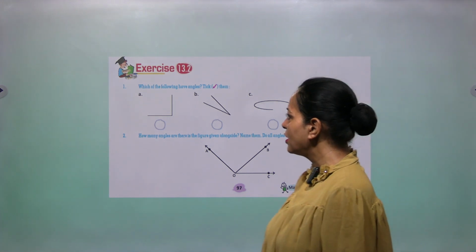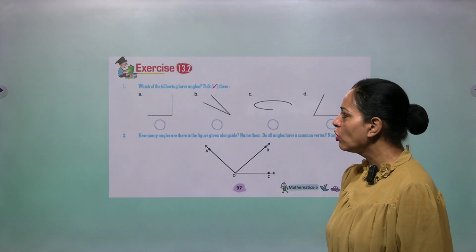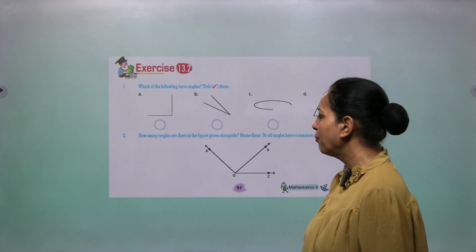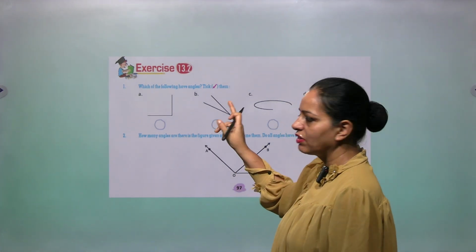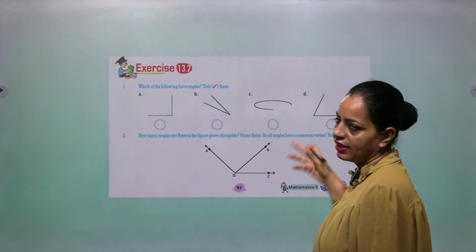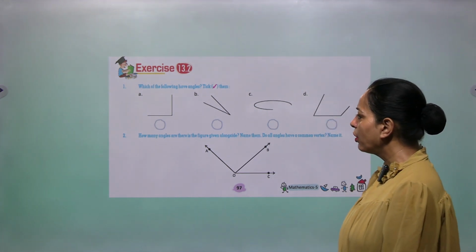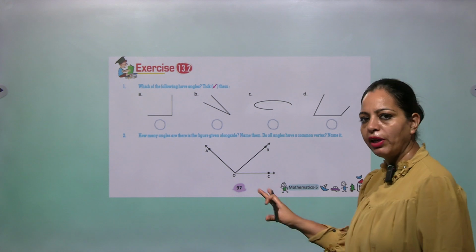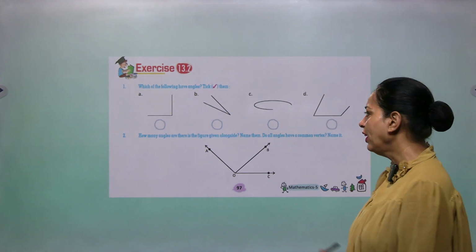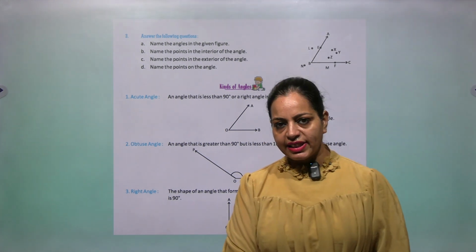Now exercise 13.2 based on such type of question. Like the first one, which of the following have angles? Tick them. This one have angle, this one also angle. There is no angle, there is angle. Okay. So second, how many angles are there in the figure given alongside? You can find how many angles we are getting and then name them. So now you can try this exercise.